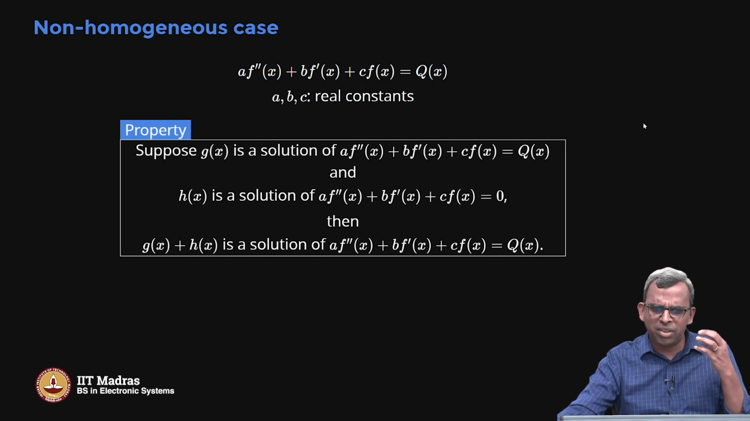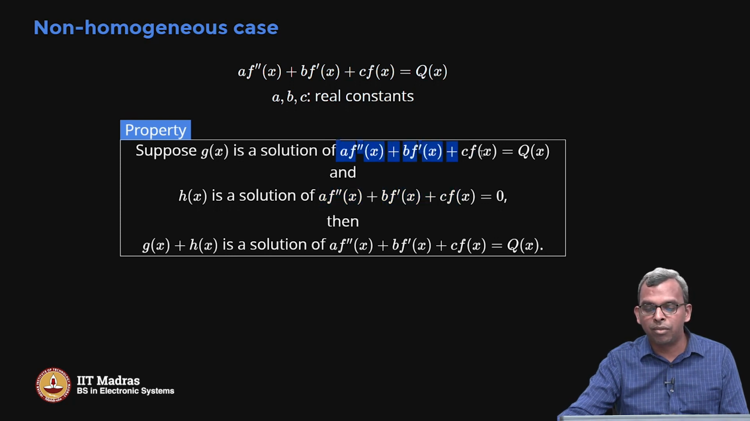This is actually very easy to prove. You put f of x equals g of x plus h of x. These derivatives, all the left hand side, will become this with h plus this with g. But this with h is actually 0, and this with g is actually q of x. So h of x plus g of x is a solution here.